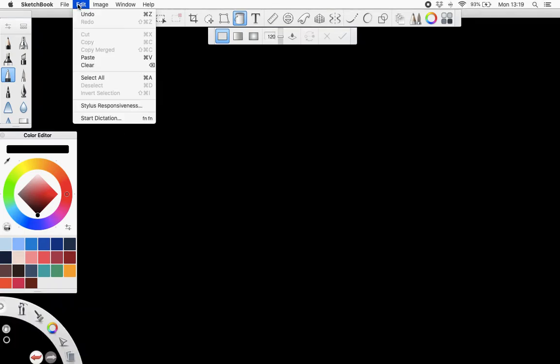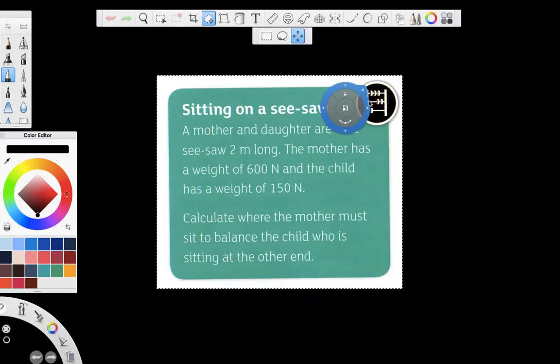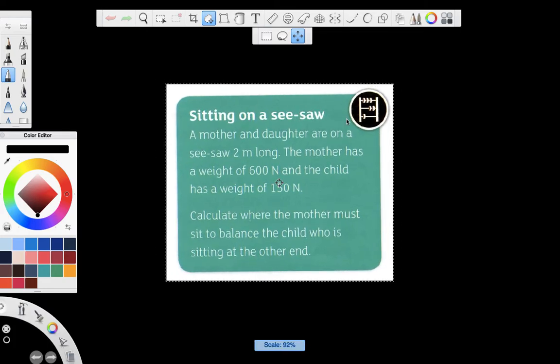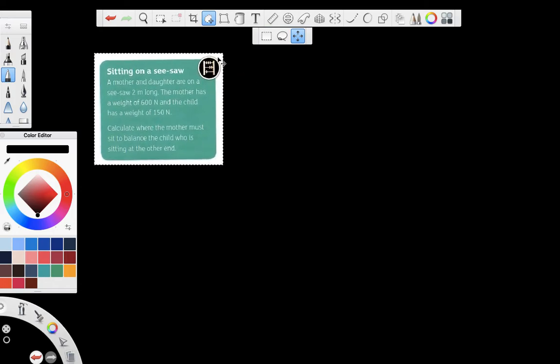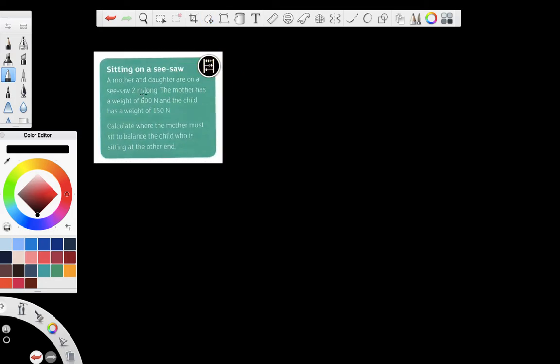I'm going to paste this question in the top corner. There we go. So we have a question that says a mother and daughter are on a seesaw 2 meters long. The mother has a weight of 600 newtons and the child has a weight of 500 newtons. Calculate where the mother must sit to balance the child who is sitting at the other end.